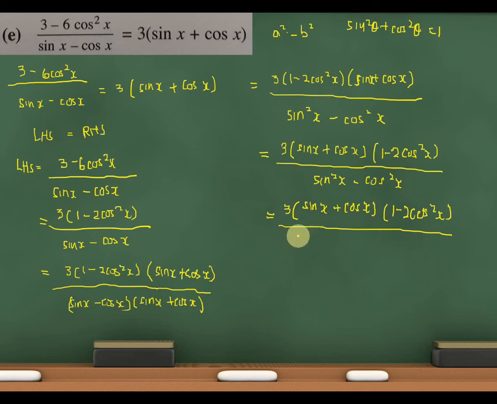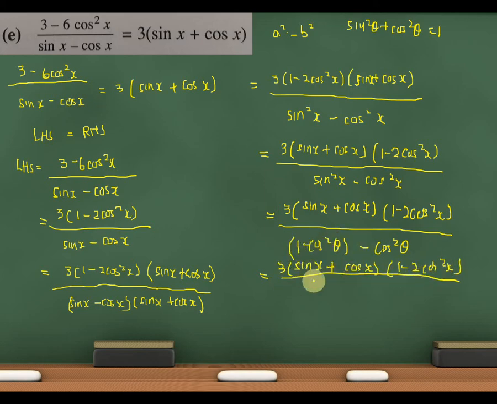Okay, sine square x is bring cosine square over, 1 minus cosine square theta. Okay, minus cosine square theta. Wow, this is really bad. Okay, bear with me, we are getting there already. We are getting there. So you can see 1 minus 2 cosine square theta. Oh, sorry, should be x.